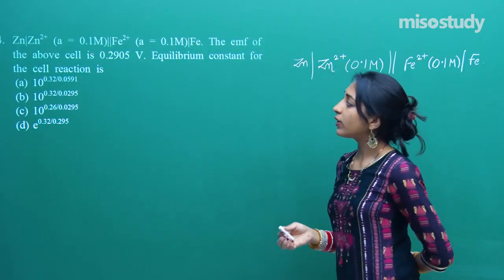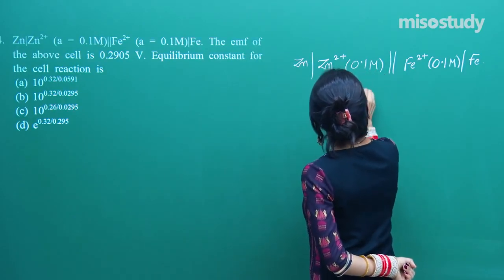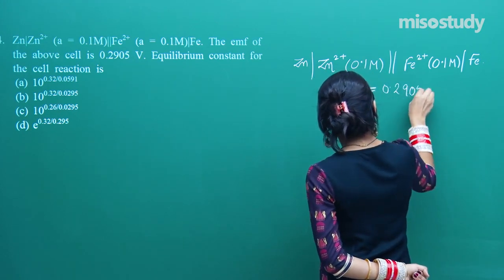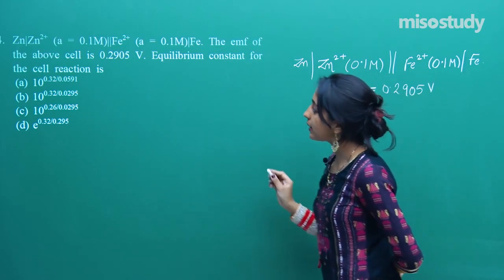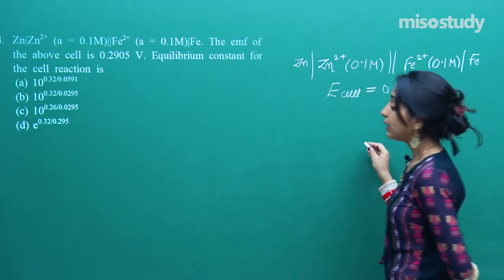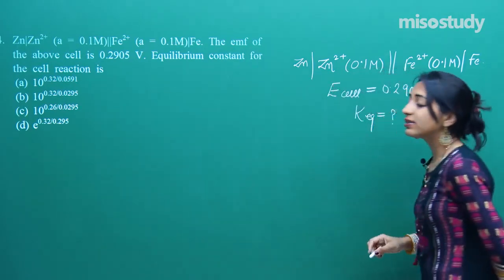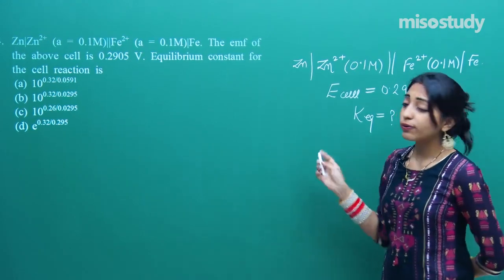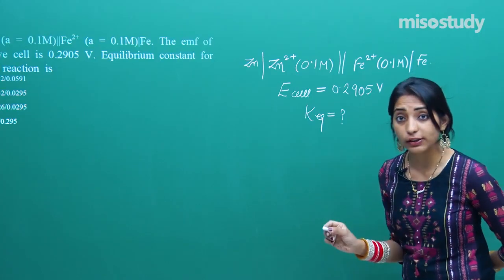The EMF of the above cell is, okay, we are also given the EMF of the cell, which is 0.2905 volts, and you need to tell me the equilibrium constant. Okay, so this is what you need to tell me. Fine. Can you first of all calculate what is the E naught of the cell? Let's try to do the calculation for E naught of the cell.